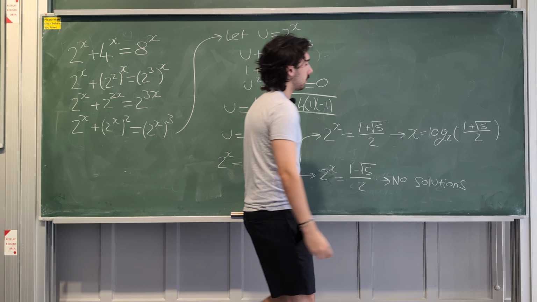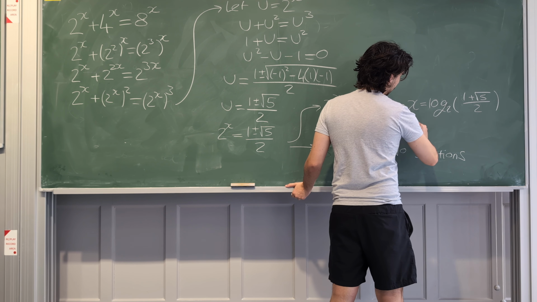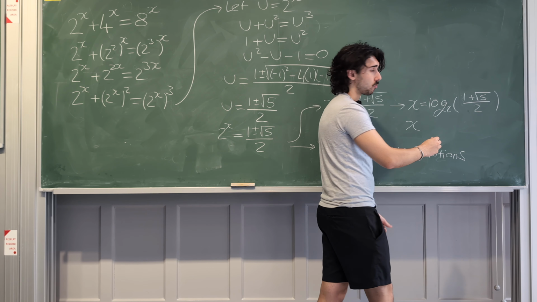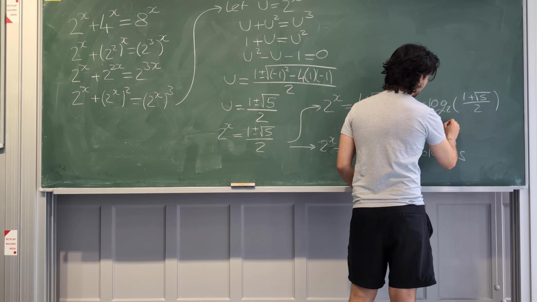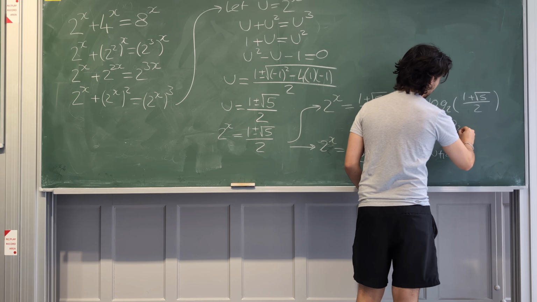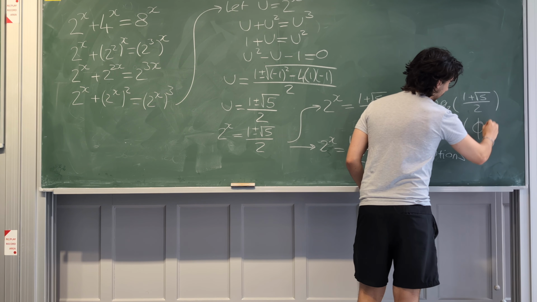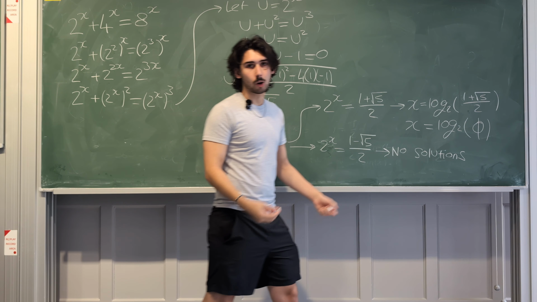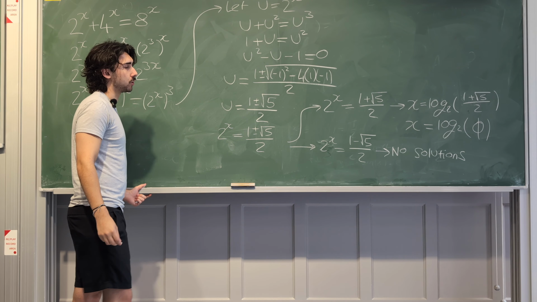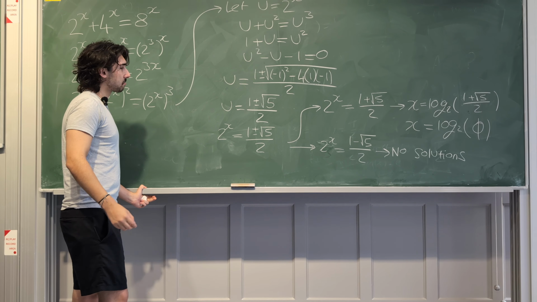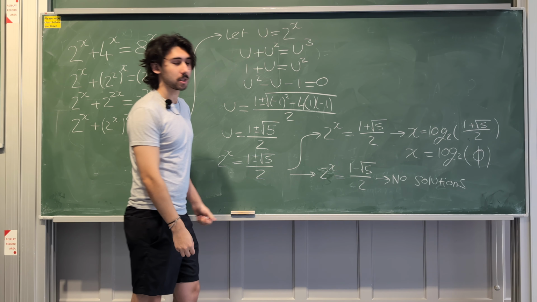And as I said a moment ago, this is a special number because it is the golden ratio. So if you like, we can say log base 2 of phi. Phi is the golden ratio, 1 plus root 5 over 2. So a rather golden result in my opinion.